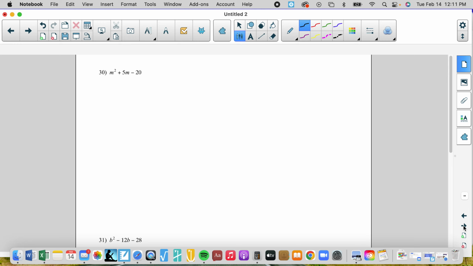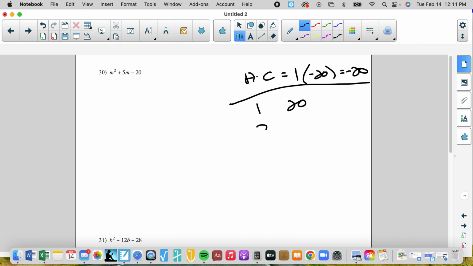Factors, not a perfect square. 20 is not a perfect square. And we get a times c we're going to test out. 1 times negative 20 is negative 20. 1 and 20, 2 and 10, 4 and 5. Signs are different. Bigger is going to be positive. I get 19, I get 8, and I get 1.